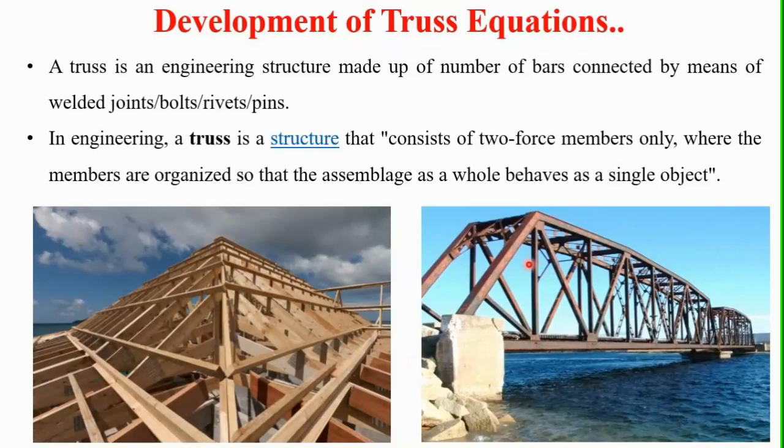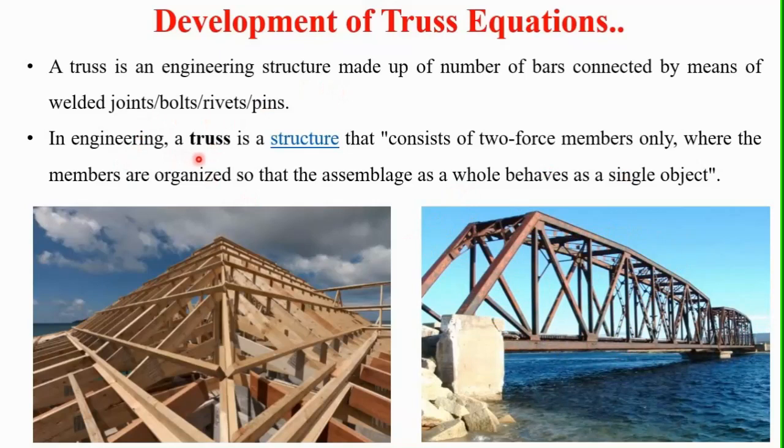A truss is an engineering structure made up of a number of bars connected by means of welded joints or bolted joints, riveted, or sometimes pins also used to join these members. This is an example we can see here. This is a bridge, which is built on this river, and this bridge consists of a number of elements. This is the first element, this is the second, third, fourth, fifth, sixth, seventh, eighth. Likewise a number of elements are used, and this rigid structure is built here. This whole rigid structure is nothing but the truss.